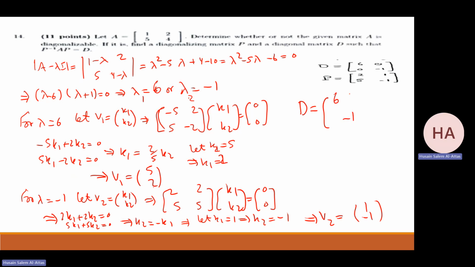So what is D? D will be 6, minus 1, and these are zeros. For P, I have the corresponding eigenvectors. For 6, I have 5 and 2. For minus 1, I have 1 and minus 1. So this is the answer.